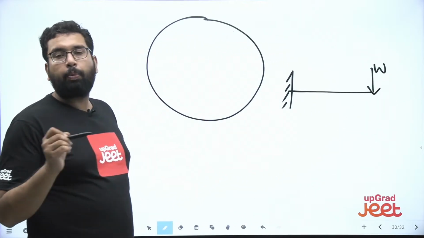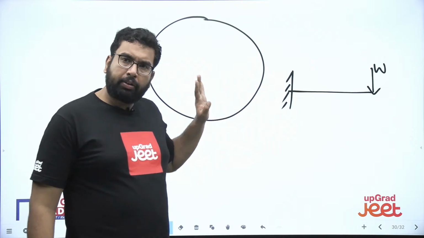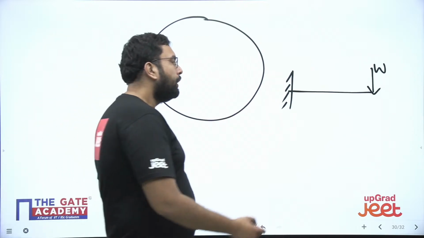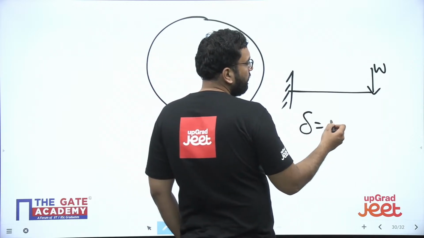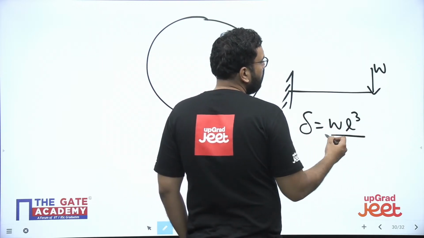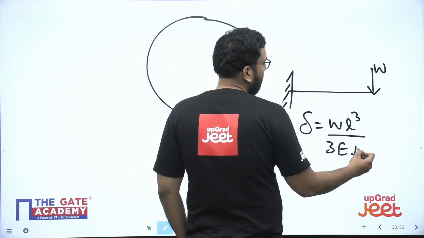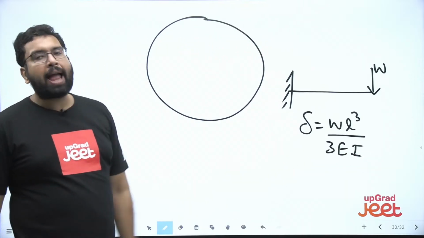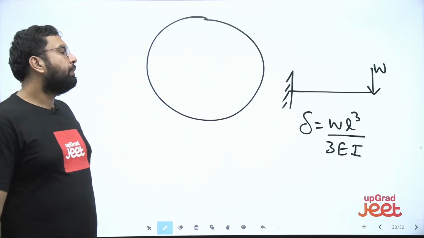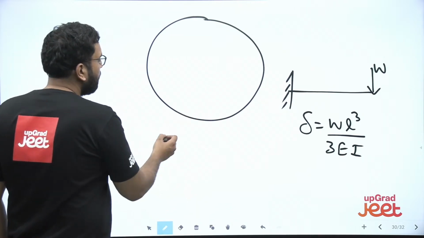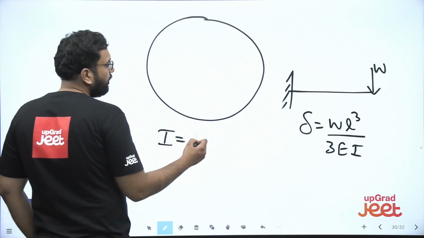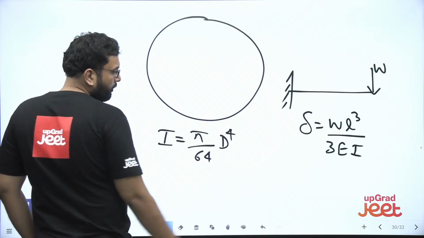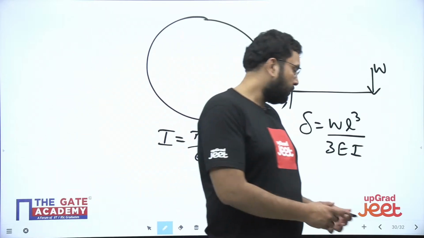I hope all of us have seen this formula. We are just talking about the cantilever beam. What is the deflection here? It is WL cube by 3I. So what is this I? This I is the area moment of inertia, and for a circular cross section, this area moment of inertia is pi by 64 d to the power 4. Yes or no?